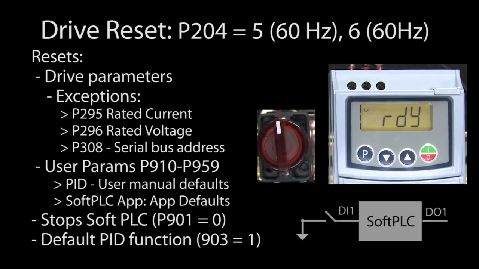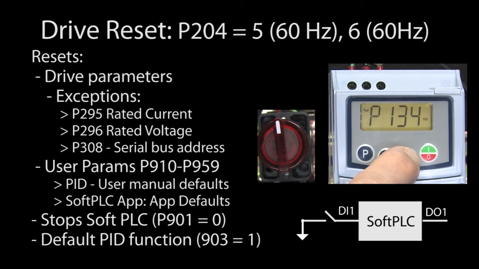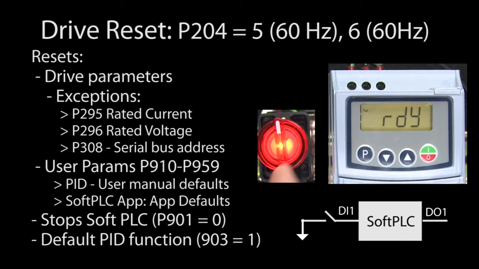For example, I have a simple soft PLC app running that lights this indicator to show me what the state of the switch is. I see parameter 901 is a 1, which means the soft PLC app is running, and parameter 903 is a 0, which means I'm using a soft PLC app and not the built-in PID function. So if I go to parameter 204 and enter a 5 to reset the drive, I see my app is no longer working.